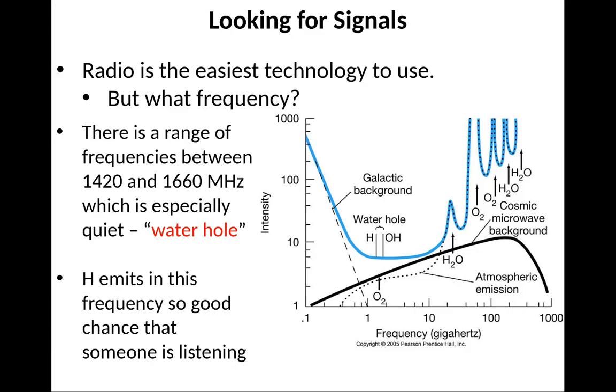So it turns out that radio is a great idea, but then it's like the FM AM dial on your car radio. What frequency should you look at? Well, it turns out there's a range of frequencies between 1420 and 1600 megahertz, which is especially quiet. It's known as the water hole, right? Beyond it's pretty noisy. Below it's pretty noisy. But right in that middle is a pretty nice signal. And hydrogen emits this frequency. So basically, if any civilization knows about astronomy, it's going to be looking in this region. So if you want to communicate with this civilization, make yourself known, this is the place to basically be listening.